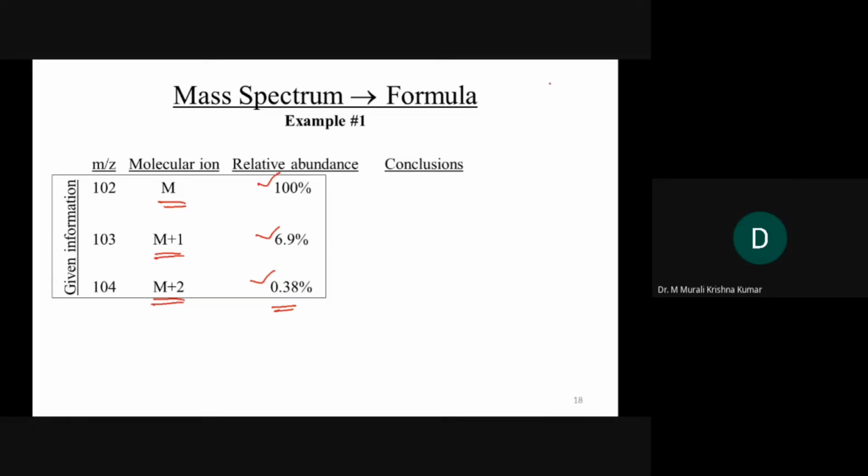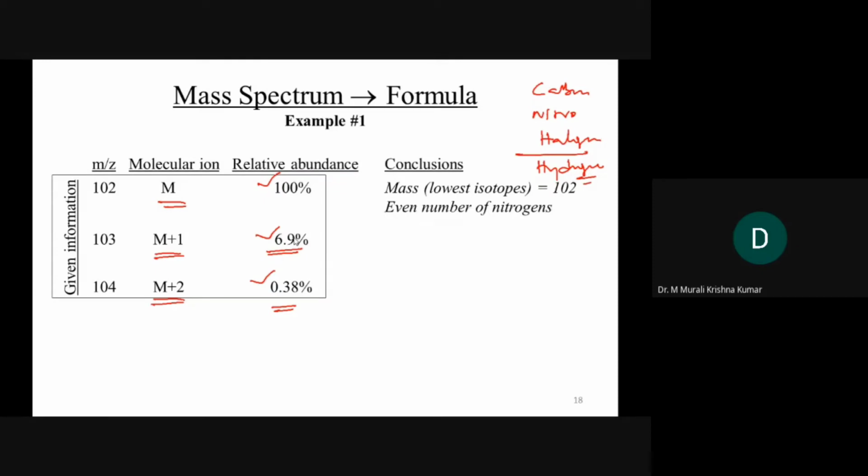Please apply the carbon rule, nitrogen rule, and halogen rule. Then you apply the hydrogen rule and figure out how many elements can be there. So here the procedure is, first, M plus 1 is there and it is significant, 6.9%. The mass of the lowest isotopes is 102. 102 is actually the molecular weight.